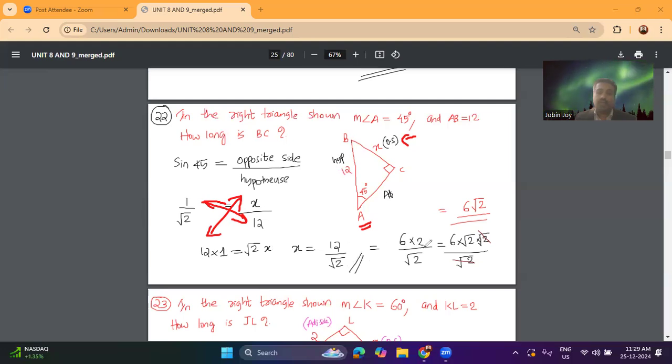12 I can write as 6 into 2 divided by root 2. Then this 2 I can write as root 2 into root 2. So I can cancel the root 2's. So the final answer is 6 root 2. So the value of BC is 6 root 2.